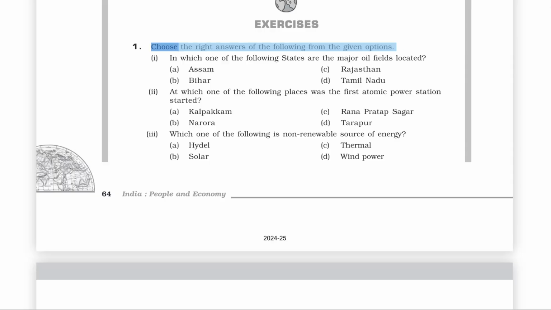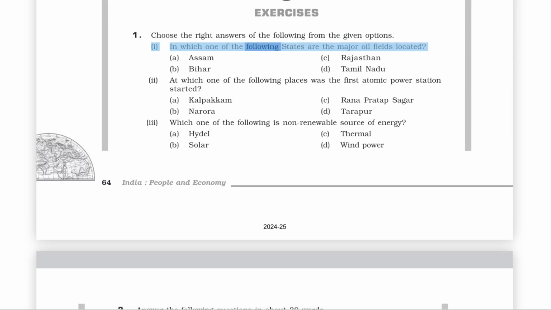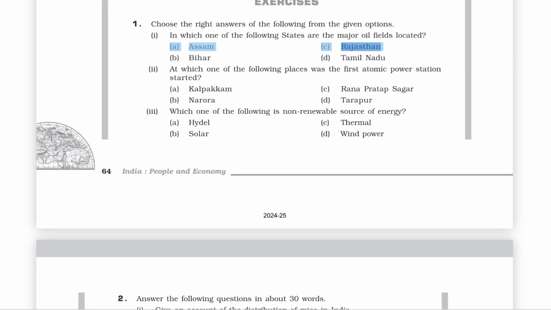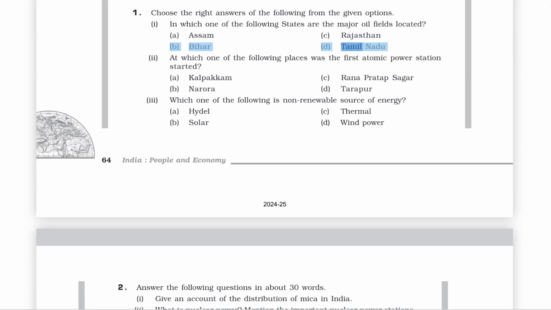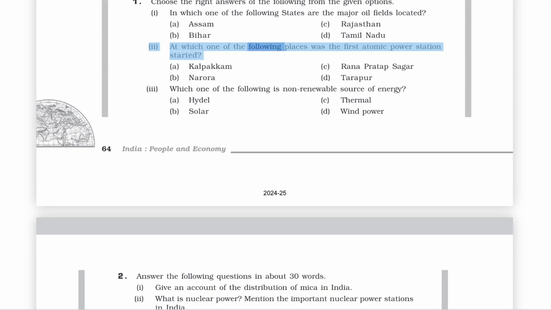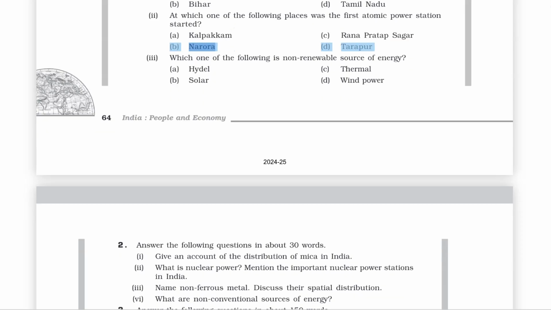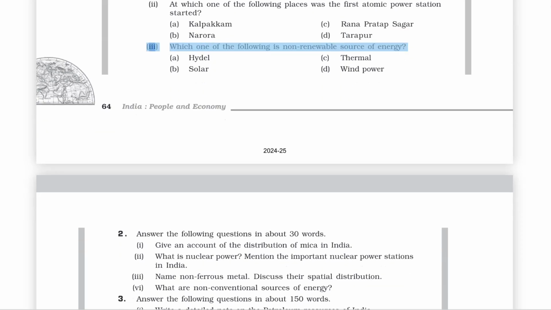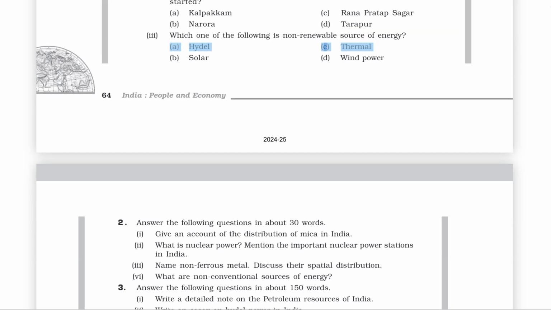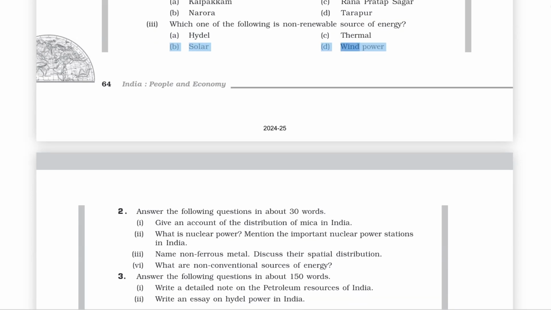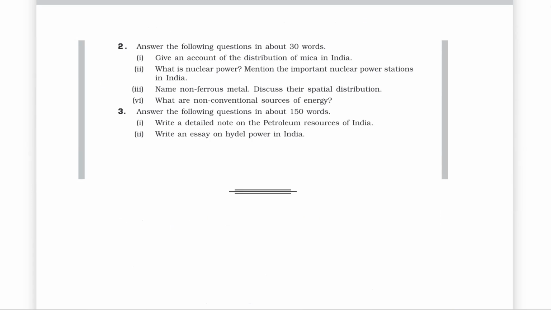Exercises. 1. Choose the right answers of the following from the given options. 1. In which one of the following states are the major oil fields located? A. Assam. B. Bihar. C. Rajasthan. D. Tamil Nadu. 2. At which one of the following places was the first atomic power station started? A. Kalpakkam. B. Narora. C. Rana Pratap Sagar. D. Tarapur. 3. Which one of the following is a non-renewable source of energy? A. Hydel. B. Solar. C. Thermal. D. Wind power.